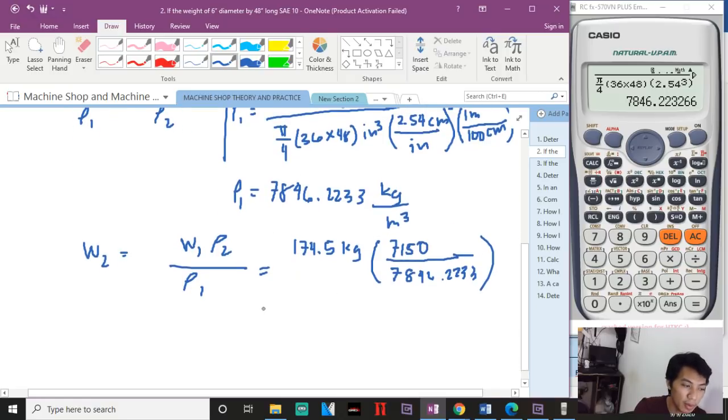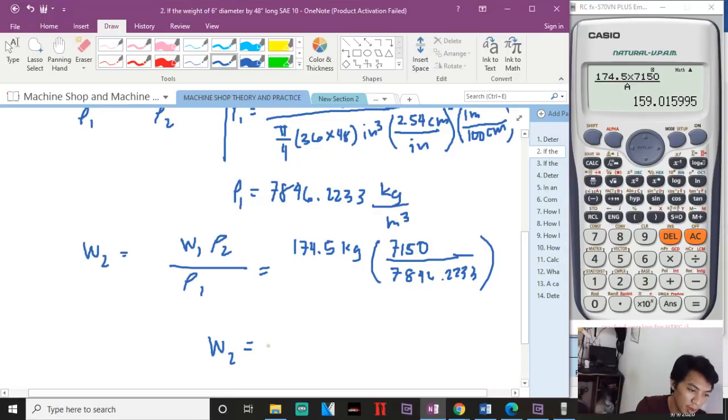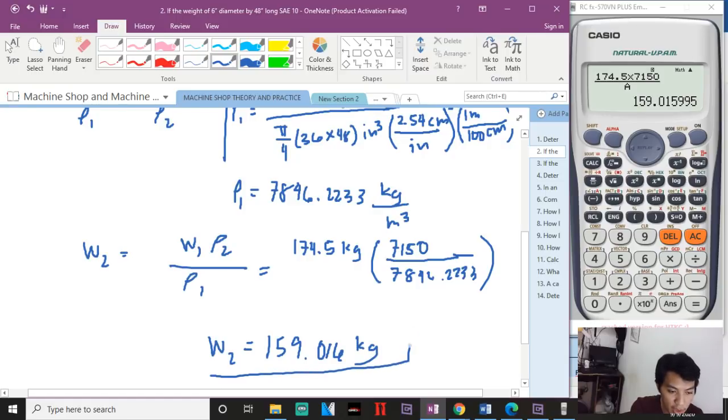So, our weight will be, store na natin yung value nito para dire-diretso. 174.5 times 7,150 over, recall A. And then the answer will be 159.016 kg. Okay, malinaw ba yun, class? Malinaw ba? Kung paano siya ginagawa?